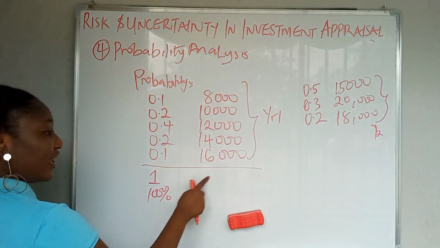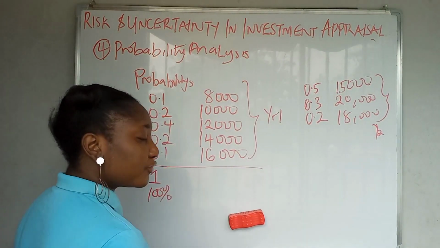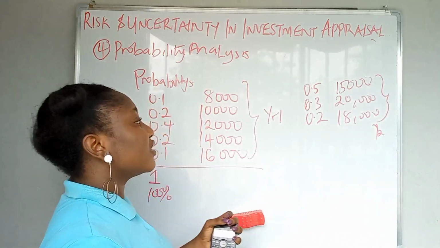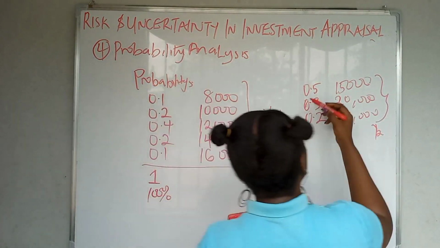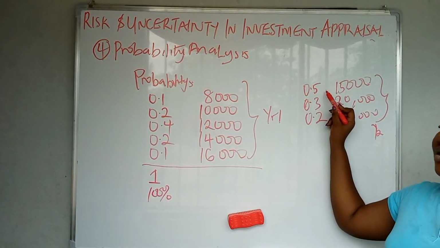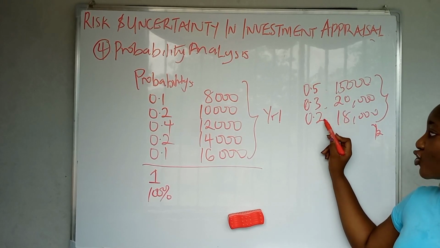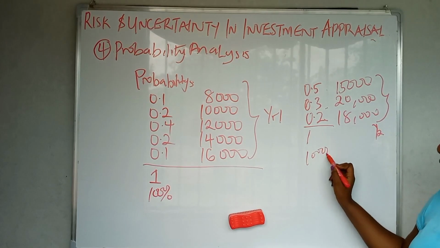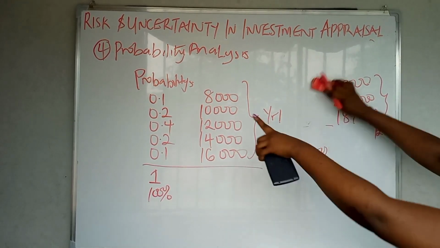Okay, so you need a particular value to be your cash flow that you use in year one to evaluate your investment. Now look at this one for year two. Can you see 0.5 plus 0.3, 0.8 plus 0.2? That gives us what? 1, and that's what? 100%. Okay, so let's focus on this year one.